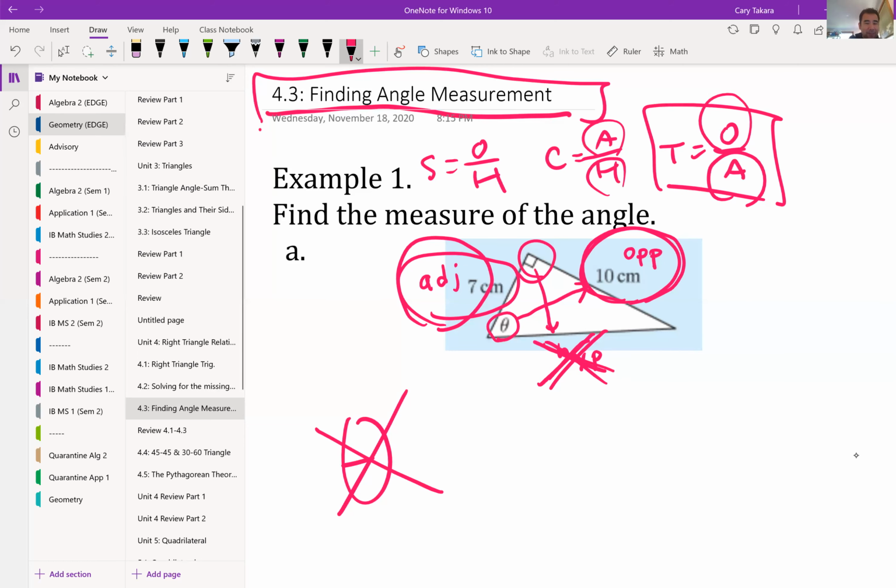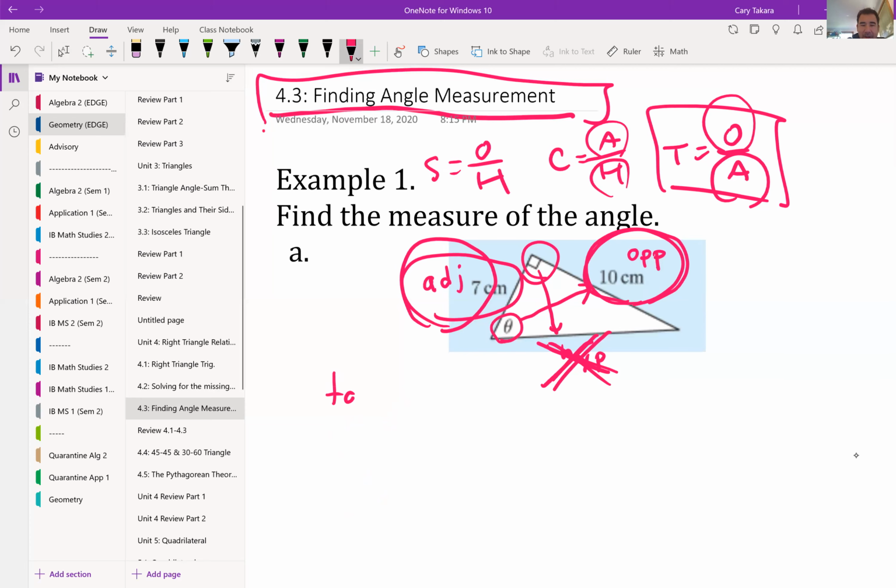So let's set it up. Tangent of theta, it's always the angle, but we don't know the angle, right? So let's put tangent of theta equals opposite, which is 10, over adjacent, which is 7. Now, before that, we used to cross multiply and solve it, right? But we can't do it.